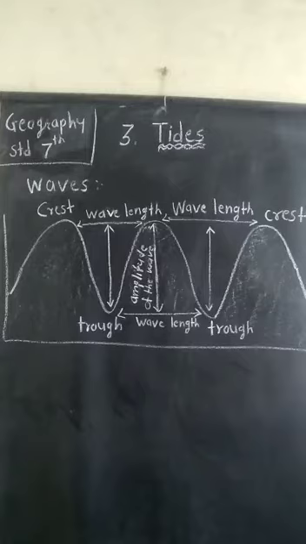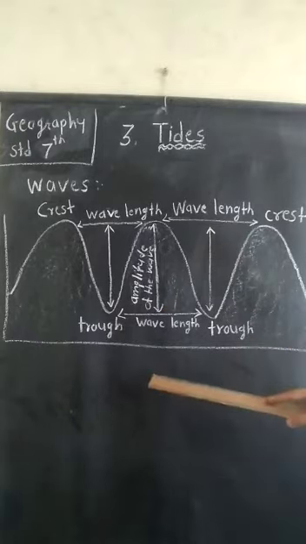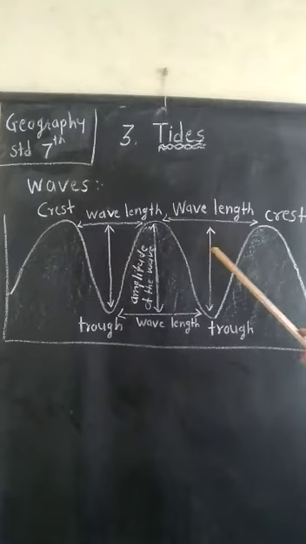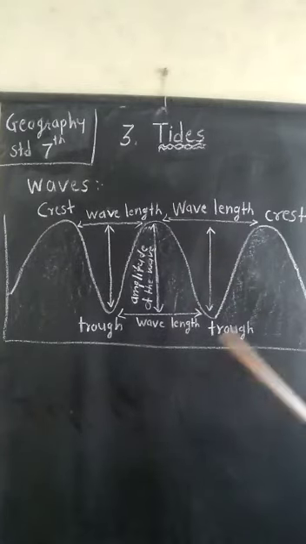Do you know the main reason behind wave generation? The main reason for wave generation is wind. Because of wind, waves are generated. Now see the structure of a wave. This is a diagram. Observe this diagram carefully.